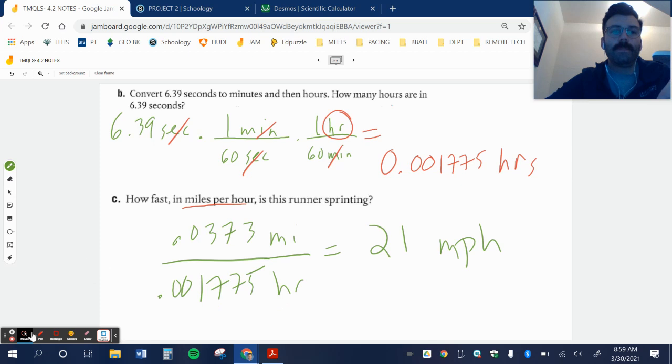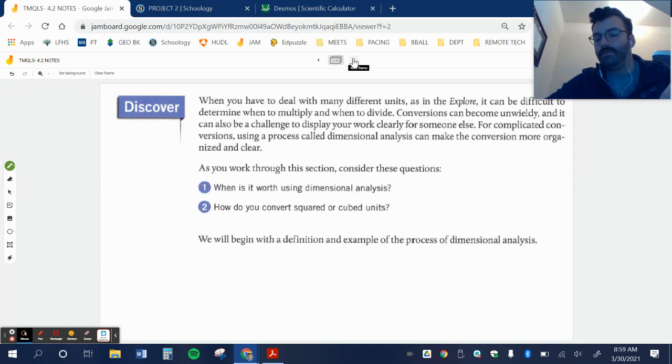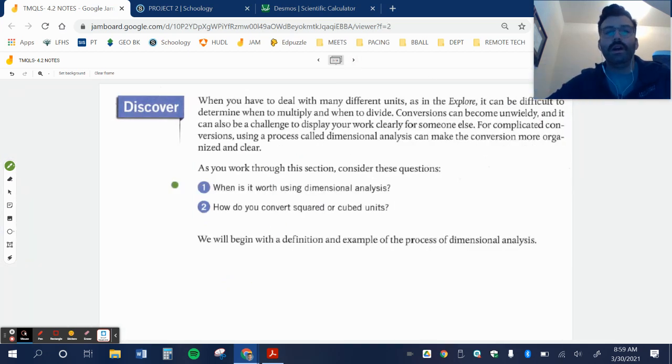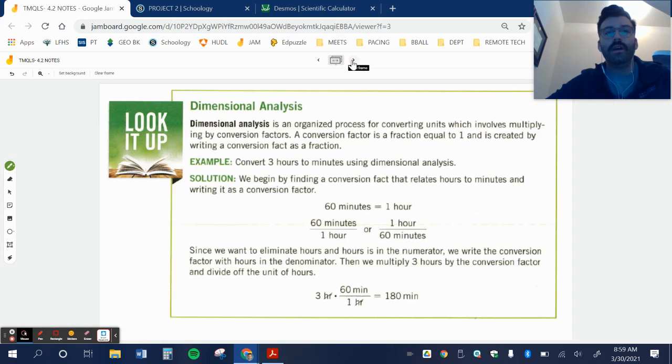All right, so let's get deep into these conversions. What are we talking about? When is it worth using dimensional analysis, which is what we just did? That's another way of saying conversions. How do you convert from squared or cubic units? So dimensional analysis. Here's a blurb. You should read that. It talks about a basic conversion of going from 3 hours to minutes.